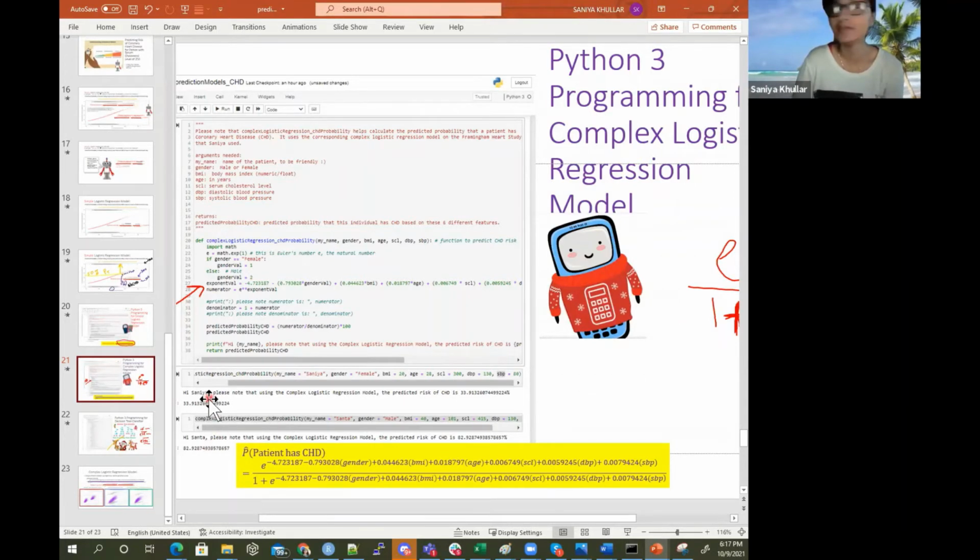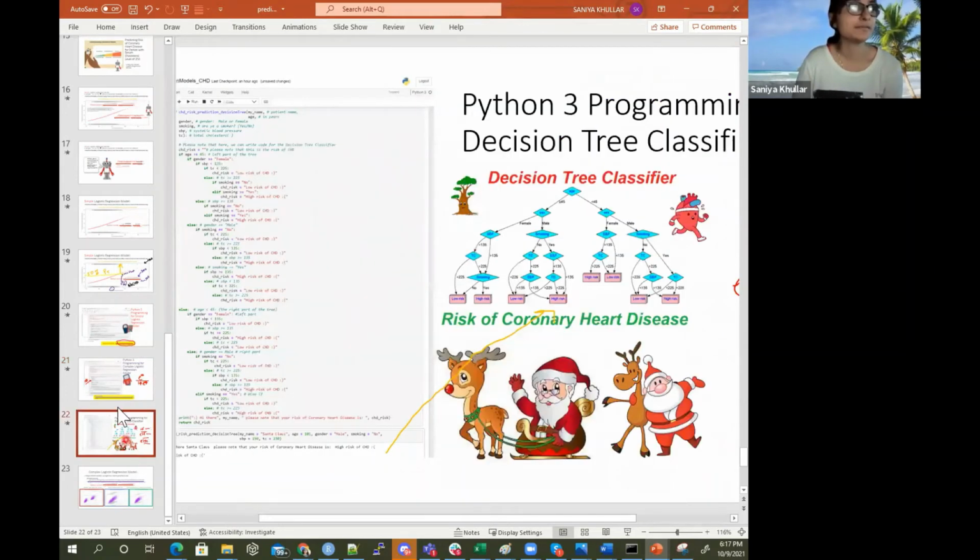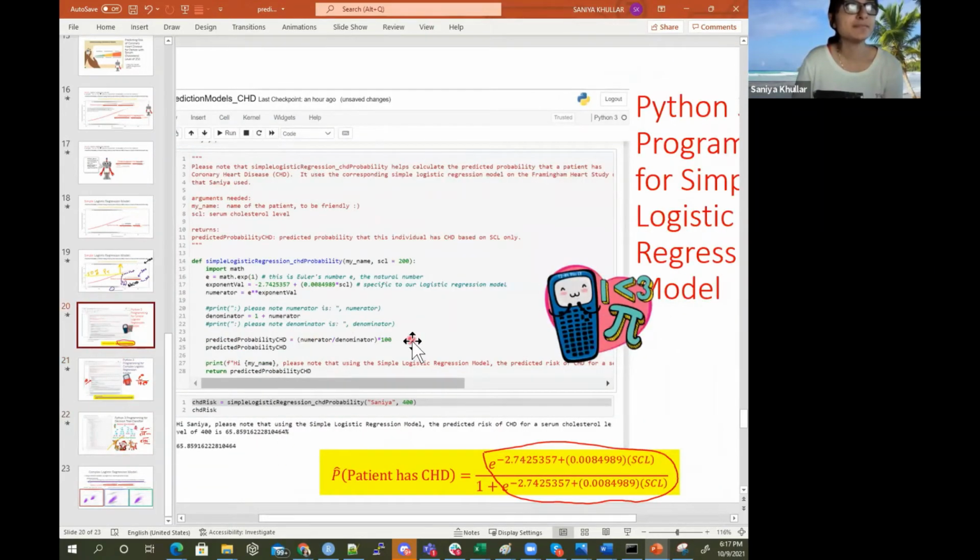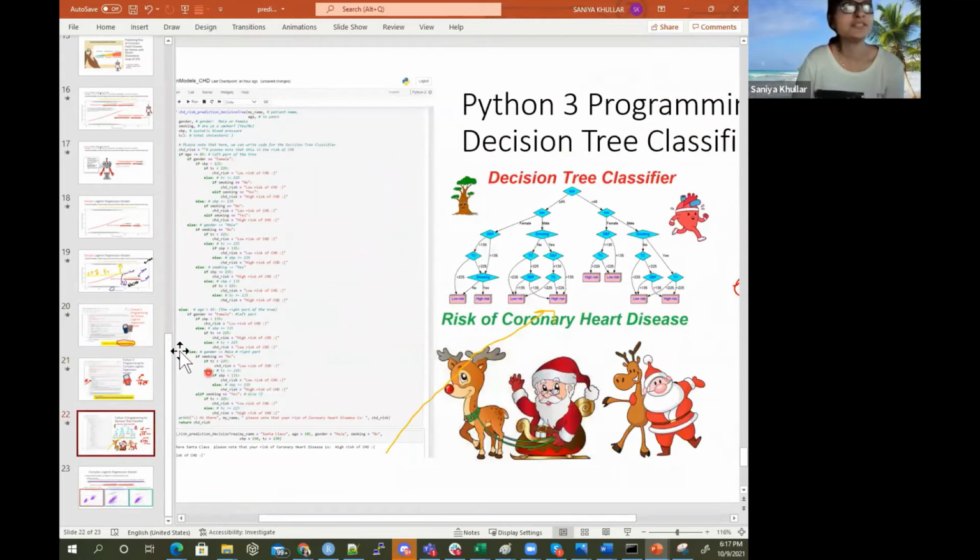For Santa Claus, for me, for instance, how can you use the complex model? How can you use the simple model? A simple model is so much easier to code up here. How can I express the same formula in a simple model? And for the decision tree classifier, how can I represent this same decision tree here? How can I represent the risk of coronary heart disease, where low risk of CHD is this low risk over here? So I have a few videos in Python that you could watch to better learn this. But does that make sense?